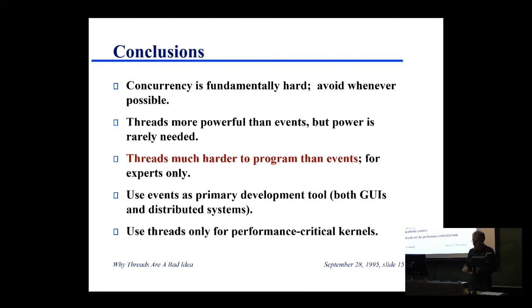Threads are much harder to program, only for experts. Events are much easier, implying that a broader range of programmers can deal with an event model much more easily than a thread model. So you use events as the primary development tool. Only use threads for performance critical cases where you really need concurrency across multiple CPUs.